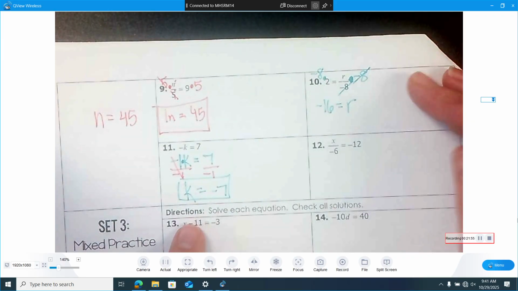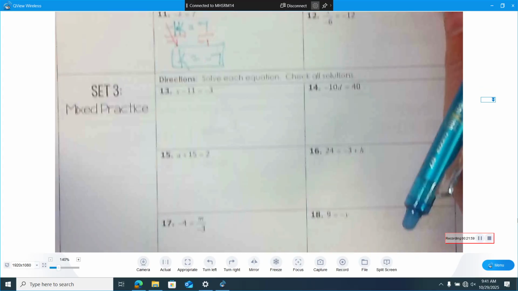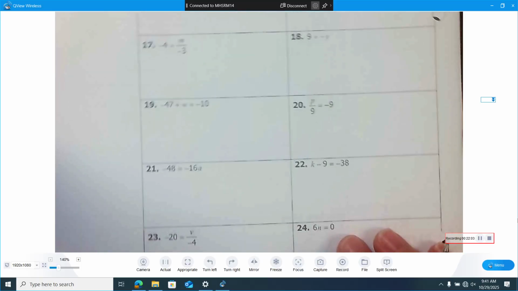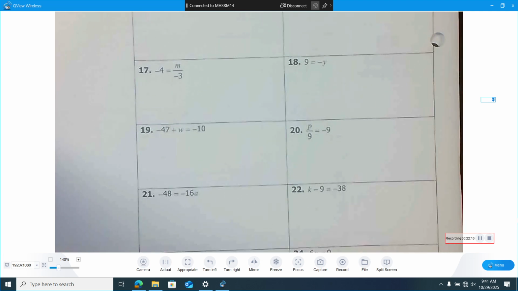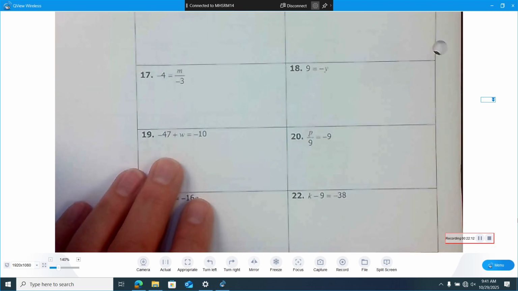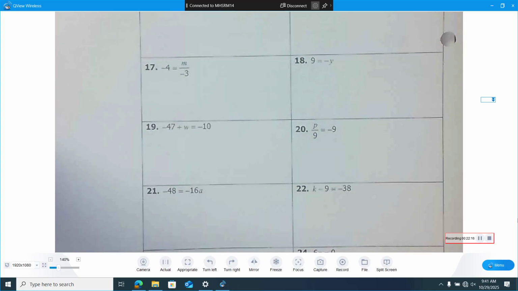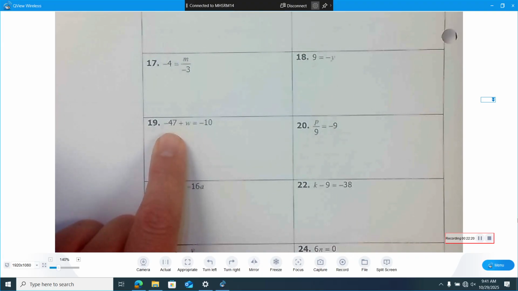All right, do you have questions so far, or are you good to go? You're good? Okay, we're going to go down here and do some of these bigger ones. Let's look at 19 and 21 here. All right, so this is mixed practice. We want to solve each equation. And because these are bigger numbers, I'm going to show you how to check on these, so we're good. Number 19 here.